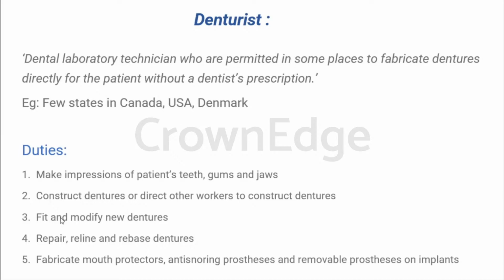So the main difference is a dental technique. Both of them fabricate prostheses for the patient, but the dental technician does it following whatever is being prescribed or required by the dentist, while the denturist does it without the dentist's prescription. So more or less the duties are the same. But denturists are allowed to make impressions, whereas dental technicians receive the impressions that have been made by the dentist. So then they construct their dentures or whatever other work is required. They are also allowed to fit and modify new dentures, to repair, realign, rebase dentures, and to fabricate various other processes.